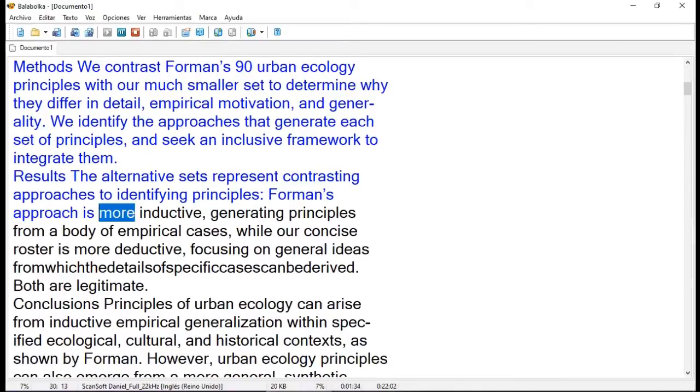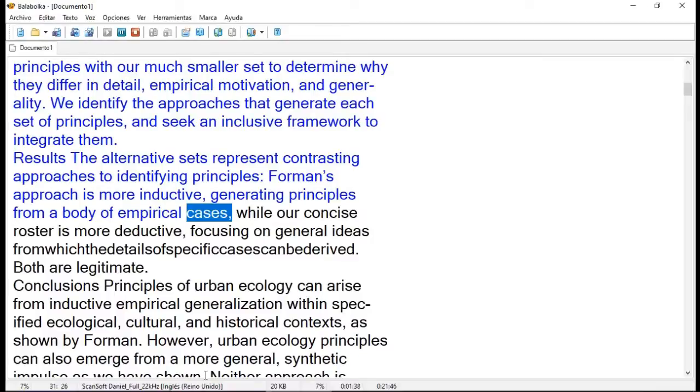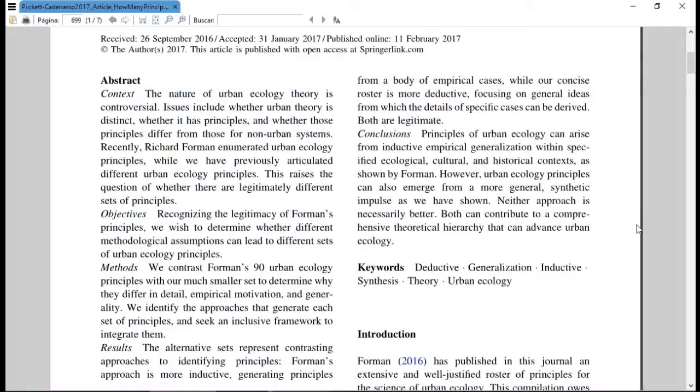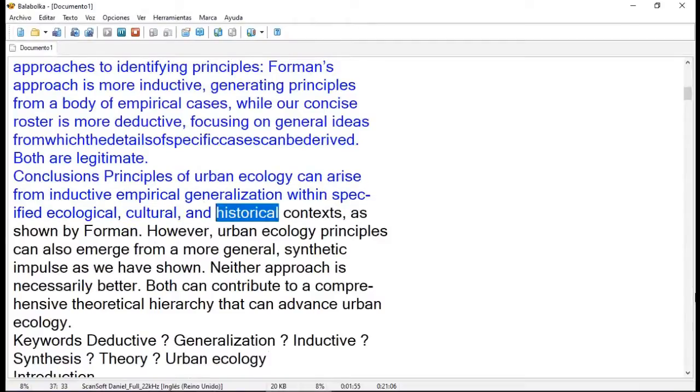Results: The alternative sets represent contrasting approaches to identifying principles. Forman's approach is more inductive, generating principles from a body of empirical cases, while our concise roster is more deductive, focusing on general ideas from which the details of specificity can be derived. Both are legitimate.